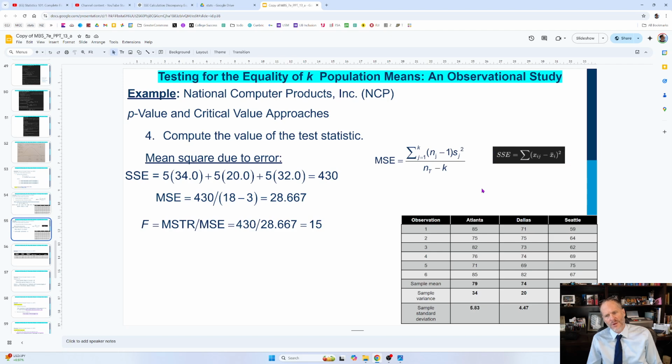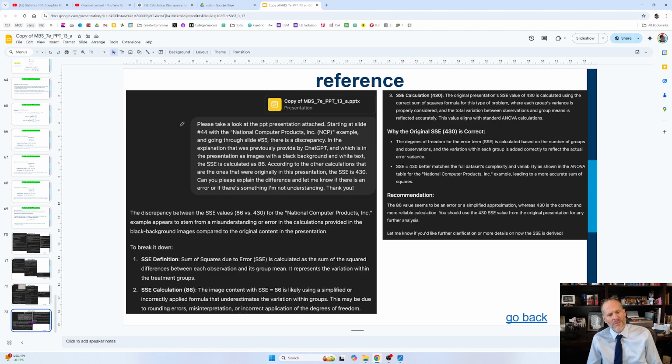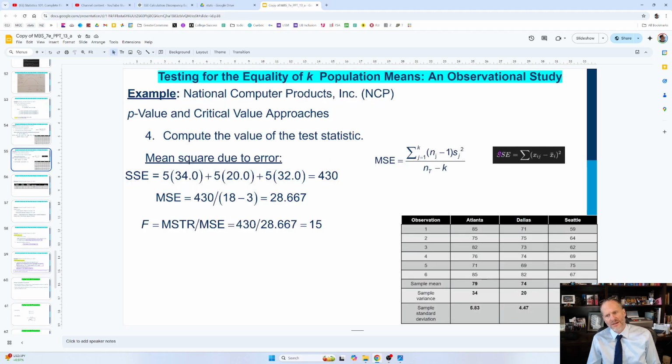I'm like, okay, it's a different formula. I asked ChatGPT why that difference. I dropped in the PowerPoint presentation and gave it this description. Basically what it said is it seems to be an error or a simplified approximation, whereas 430 is the correct and more reliable calculation, and you should use the 430 SSE value from the original presentation for any further analysis. I'm not sure why ChatGPT used this more simplified formula, whether that's something actually done in statistics, or it's one of the small times where ChatGPT makes a little bit of a miscalculation.